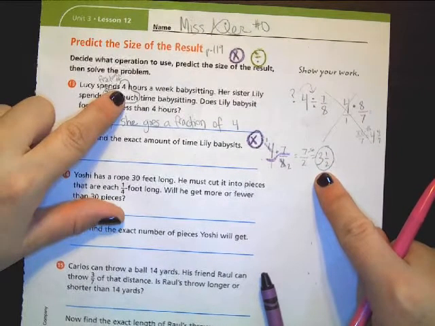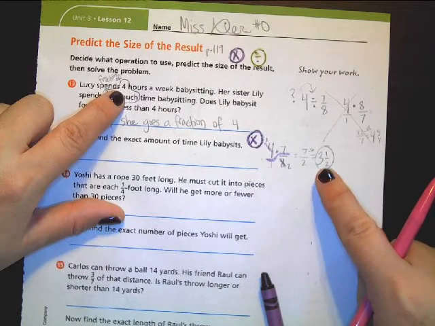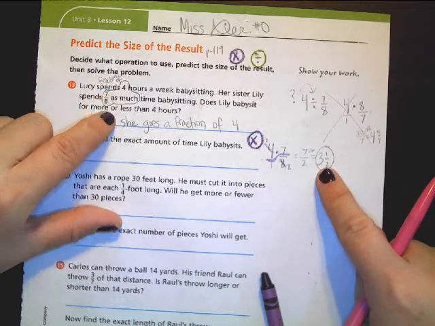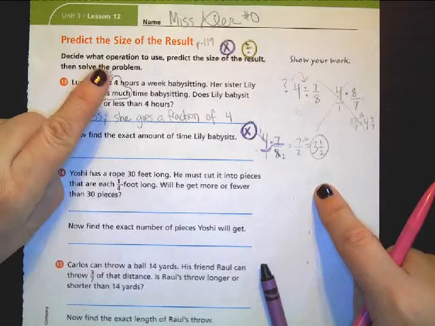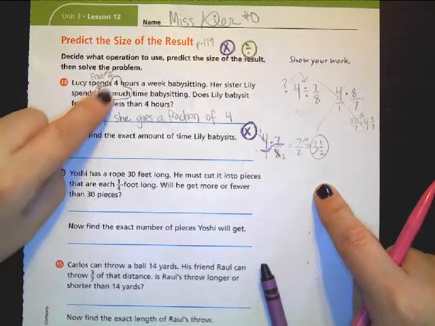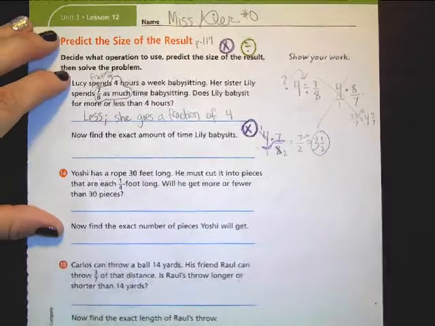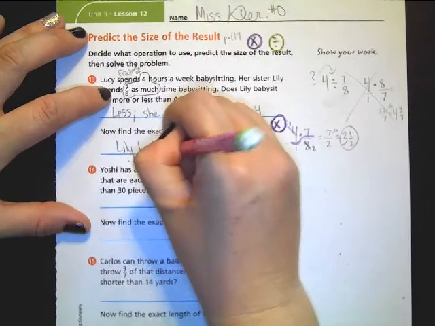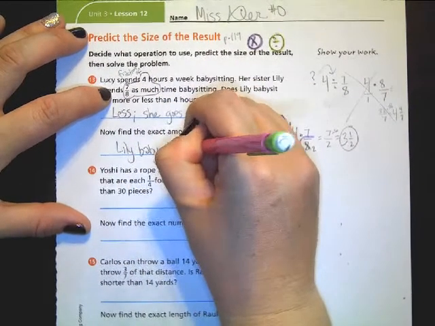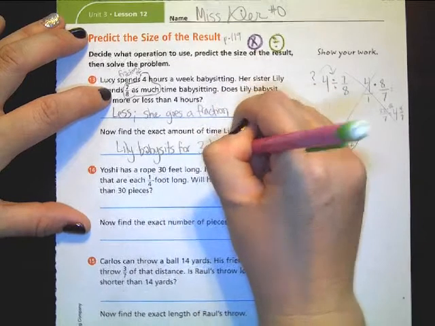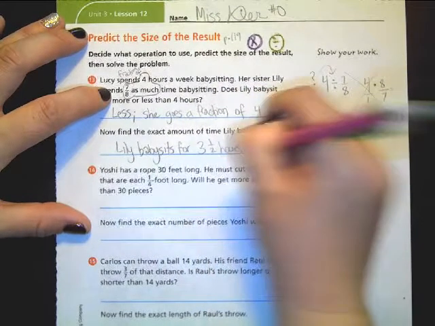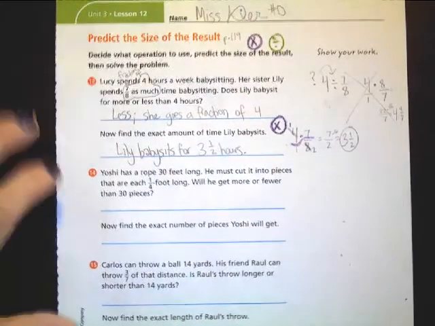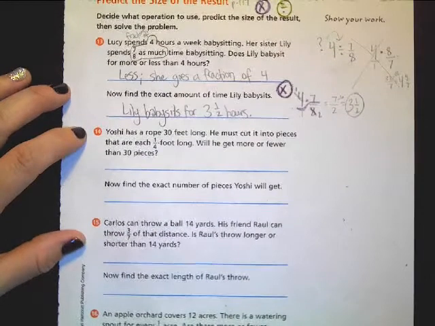Is 3.5 a piece of 4? Yeah. It's not equal to 4. It's a piece of it. It's really close to 4, but isn't 7/8 really close to 1 whole? So she almost went 4, but she went 3.5 hours. Lily babysits for 3.5 hours. That makes sense.